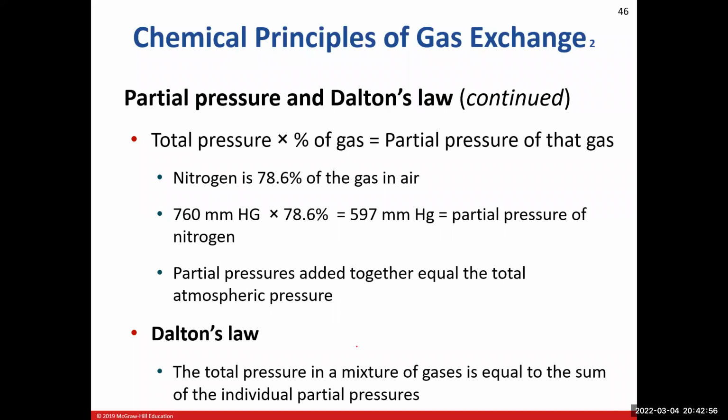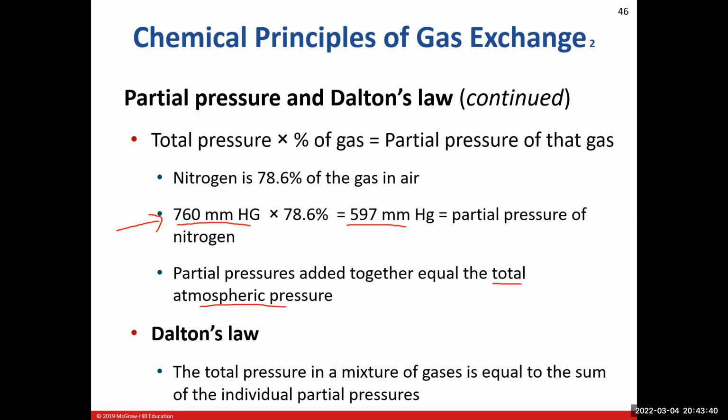So how do we figure it out? Easy. If we know, like I said, that about 79%, or 78.6%, of the total gas in the atmosphere is nitrogen, we just multiply 760 millimeters of mercury by 78%, and that will give us the partial pressure of whatever that gas is going to be. And then we'll add up all the partial pressures, and that will give us our total atmospheric pressure, which if we're at sea level should equal that number.